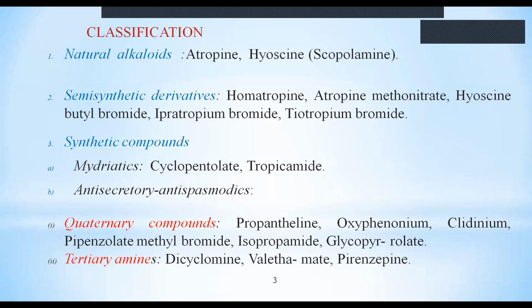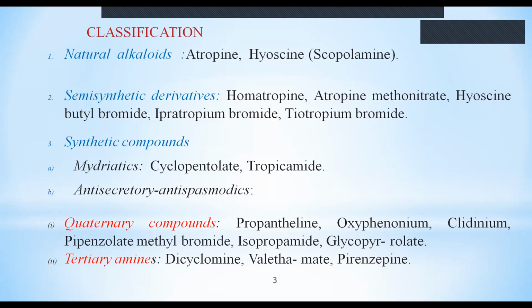Whereas the totally synthetic compounds include the mydriatics, which cause pupillary dilatation, for example cyclopentolate and tropicamide. Both of these are examples. Then the antisecretory agents or antispasmodics, which reduce the spasm of the intestine, are called antispasmodic drugs. Once again, they are classified into two categories: quaternary compounds and tertiary amines. Quaternary compounds are propantheline, oxyphenonium, clidinium, and a few other drugs like pipenzolate methyl bromide, isopropamide, and glycopyrrolate.